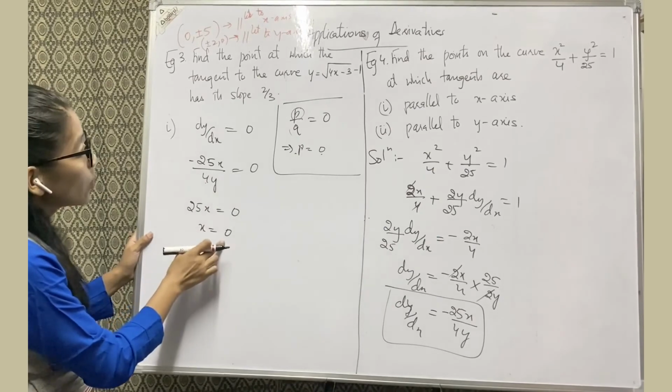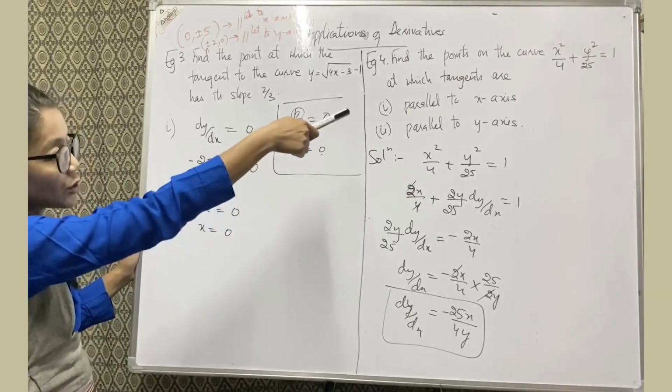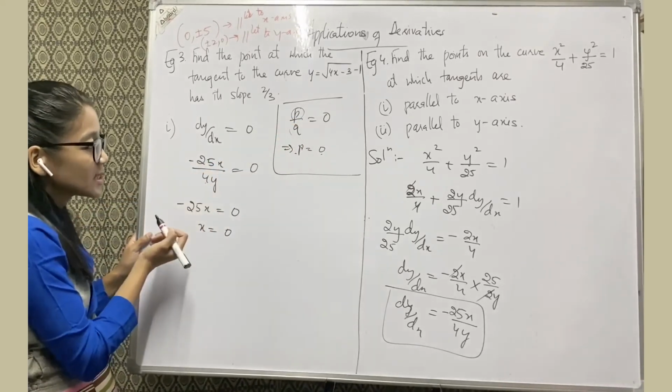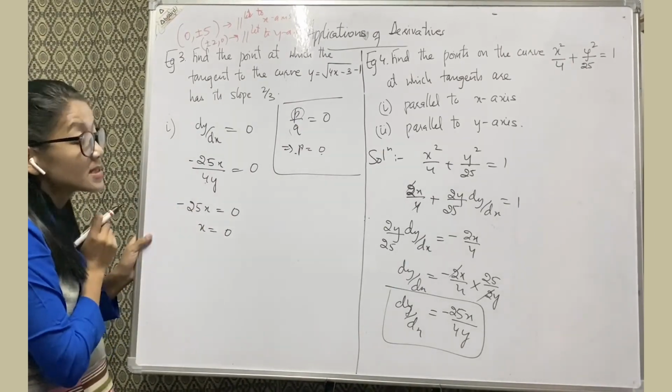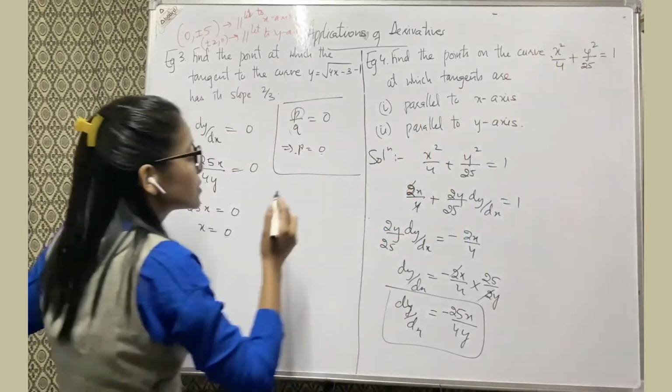Okay, now when x is equal to 0, what do we get? You put it over there. So negative 25x is equal to 0, or you can cancel this negative, whatever you want to do. So we have x is equal to 0. Therefore now you put it here when x is equal to 0.